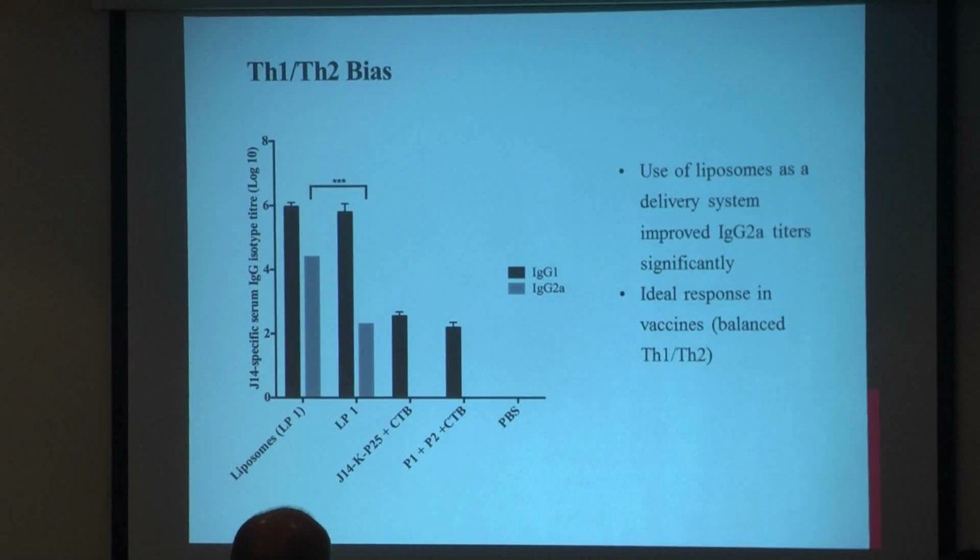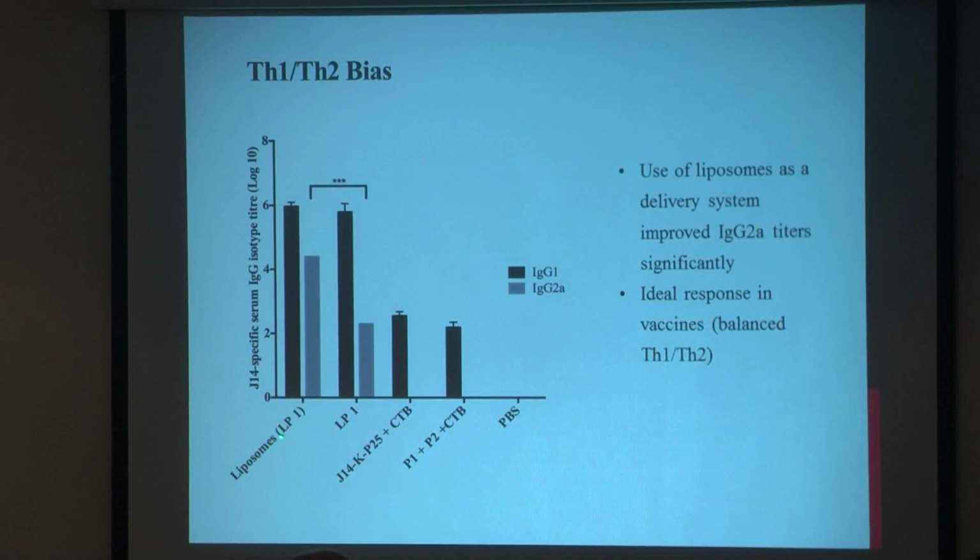What I wanted to know was where this direction was leading, so we did ELISAs for IgG subtypes. We tested IgG1 and IgG2A. What I found out from the literature is that the ideal response in a vaccine is to balance Th1 and Th2, because Th1 drives the inflammatory responses, whereas Th2 is anti-inflammatory. So ideally, we wanted a very balanced response, which was what we got.